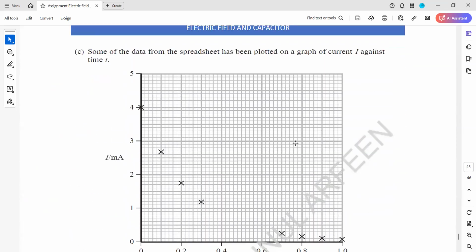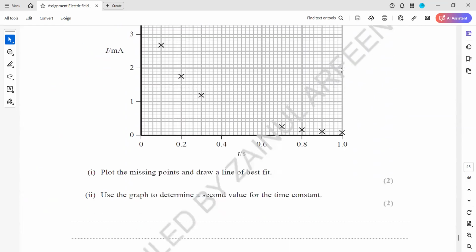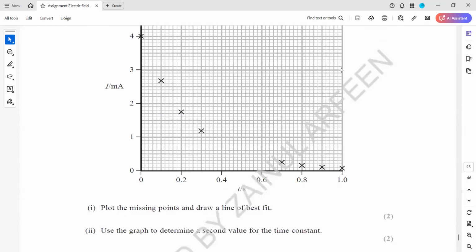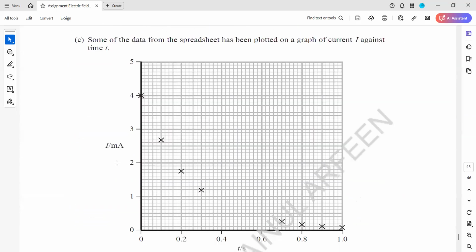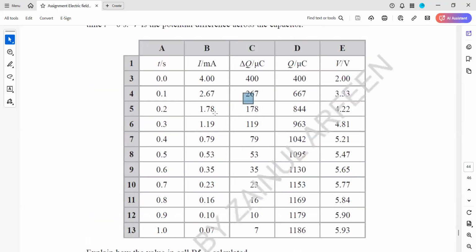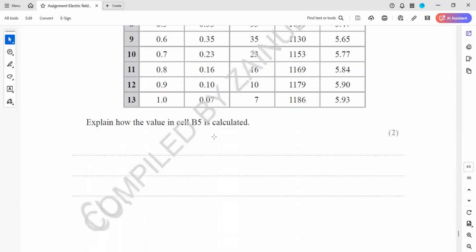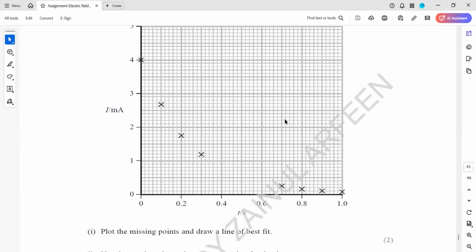Next, some of the data from a spreadsheet has been plotted on the graph, the current I against the time. Plot the missing points and draw a line of best fit. So here you have I and t, which is in milliseconds. Using a spreadsheet, these values are plotted. We just have to check which point is not there, and then draw a line of best fit after working out those points. So this will be the line of best fit.